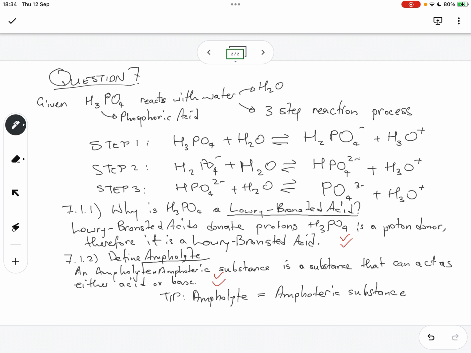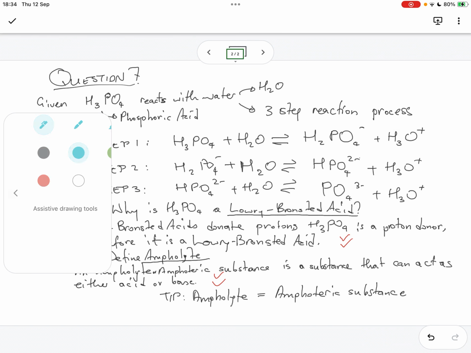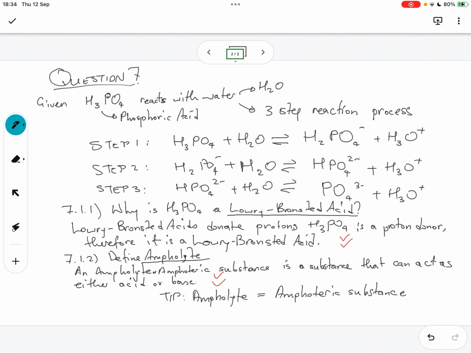Because what they want to know is, can you identify this part, the amphi or ampho in the word. And ampholyte and amphoteric substance mean the same thing. But the base definition of an ampholyte or amphoteric substance is that it can act as acid or base.